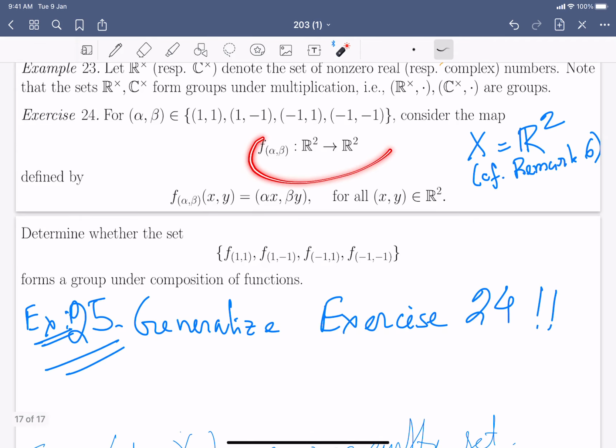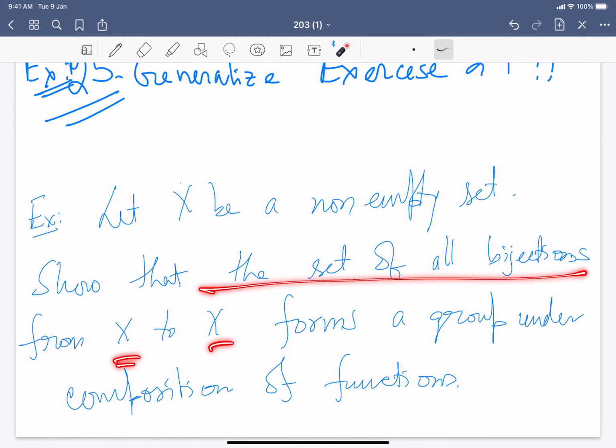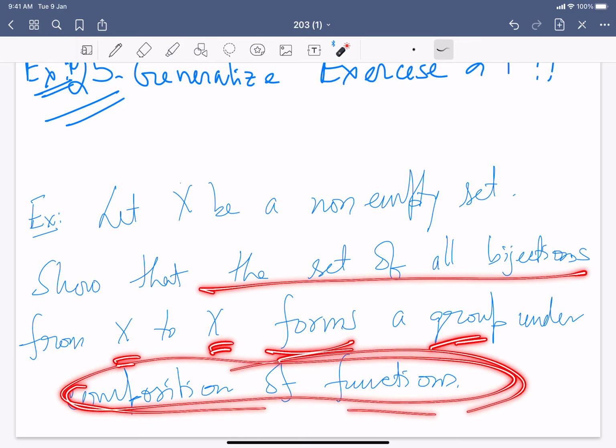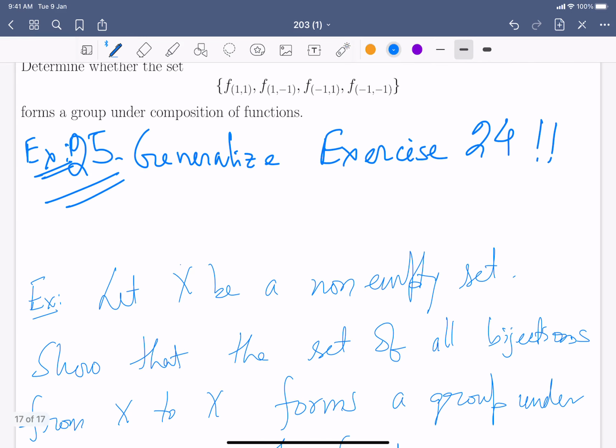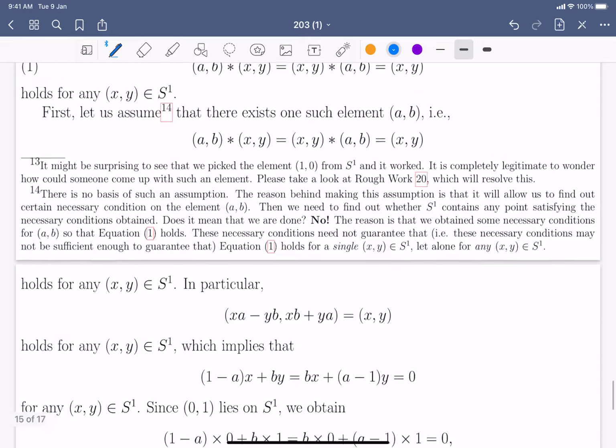Anyway, so here you are dealing with bijections of this set R2. More generally, you can start with a non-empty set X, and here is an exercise for you to show that the set of all bijections from X to X forms a group under composition of functions. Okay, so please try to work on these exercises, and that's all for today. All for today's lecture.